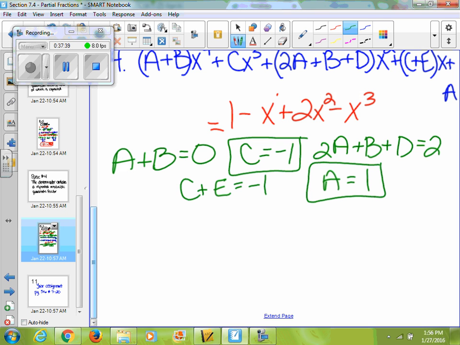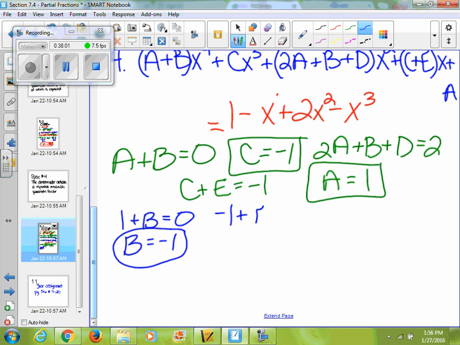Okay, which tells me 2 of my factors are already solved for. C and A are already solved for. If I then want to solve for B, that gives me 1 plus B equals 0, which gives me B equals negative 1. So B is pretty easy to solve for. If I want to solve for E, I have C plus E equals negative 1, so negative 1 plus E equals negative 1. So E equals 0. Pretty easy to solve for.